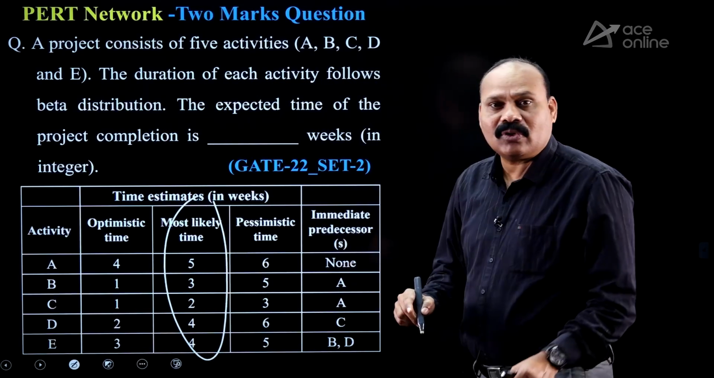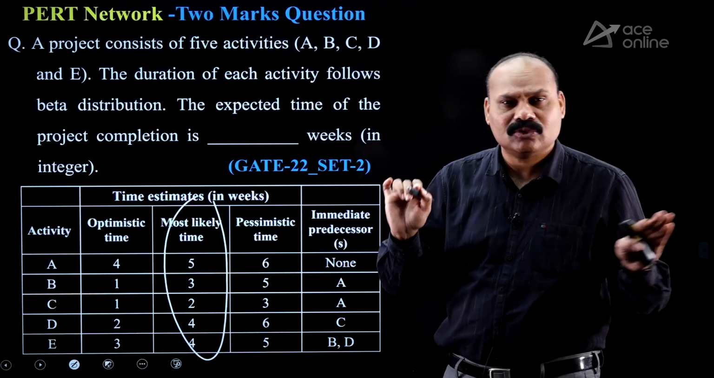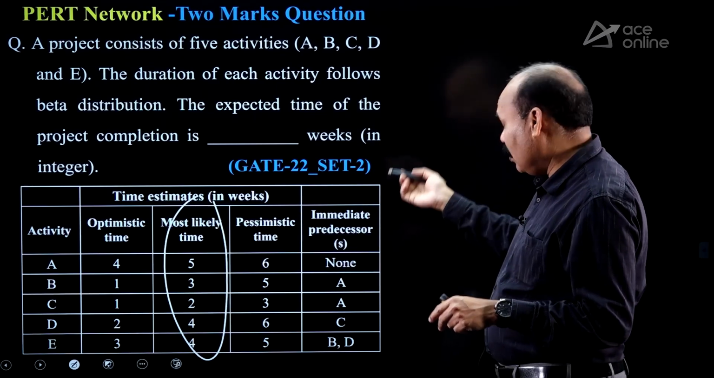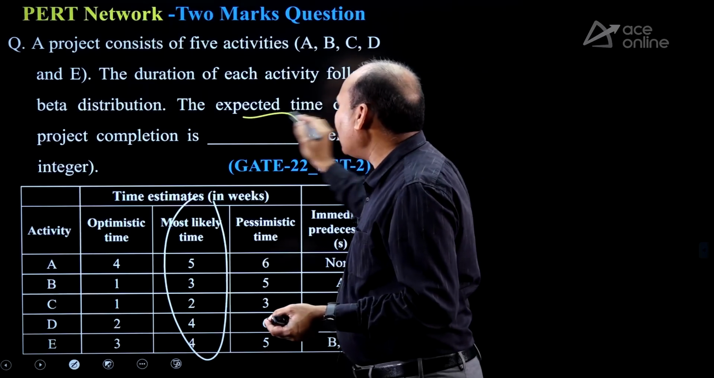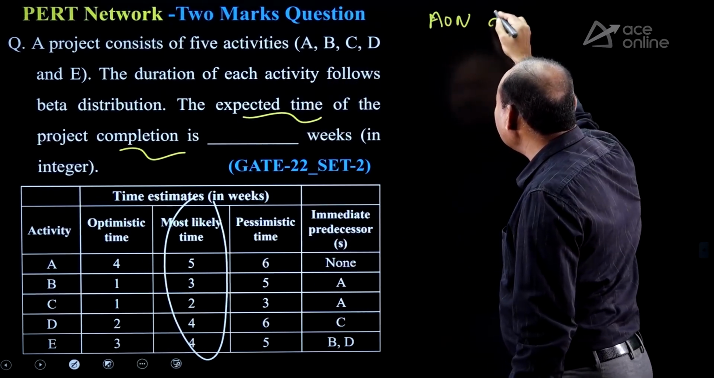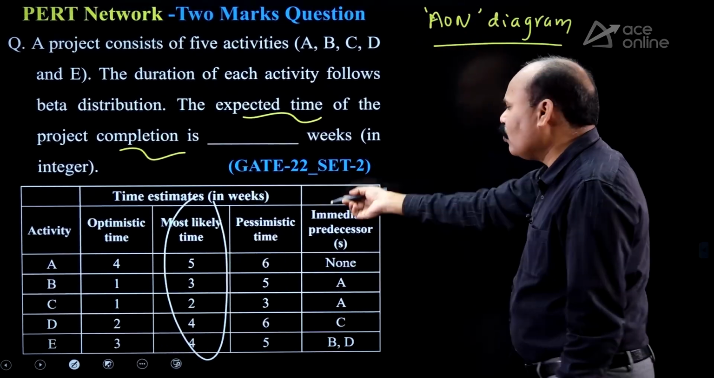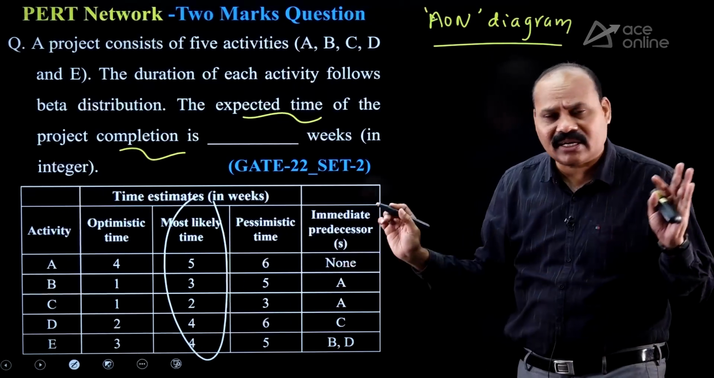And which diagram do you have to construct? AOA diagram is really difficult. So better you go for AON. Why? Because only the project completion time you have to find out. The best thing is AON diagram. Don't waste time in the exam. Use AON diagram, and moreover the TE value is also very clear cut.